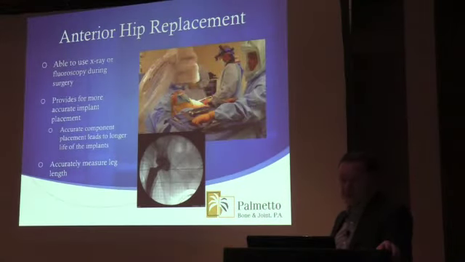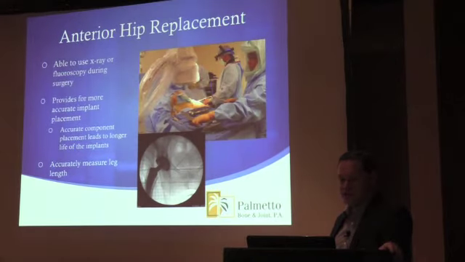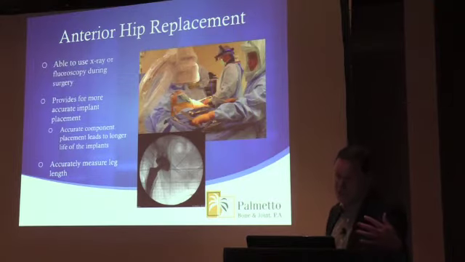Another benefit of anterior hip replacement is being able to use live x-ray during surgery. Because the patient's on their back and on this special table, you can use an x-ray machine to view the hip. That's really important for making sure that the components we put in after hip replacement are in the most accurate position possible. And why that's important is if the components are placed very accurately, it allows them to last longer.